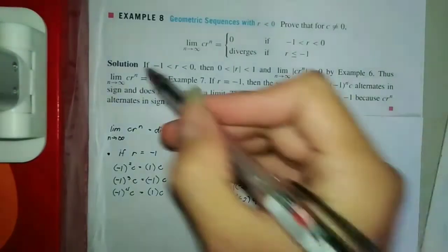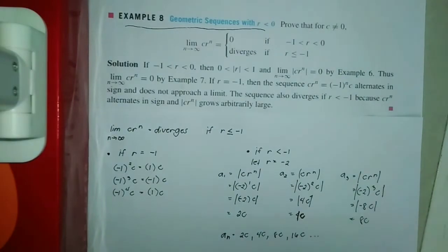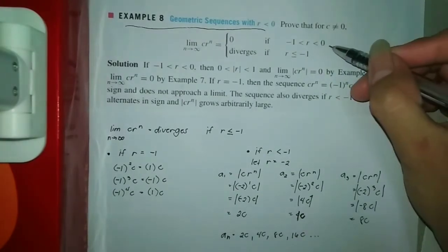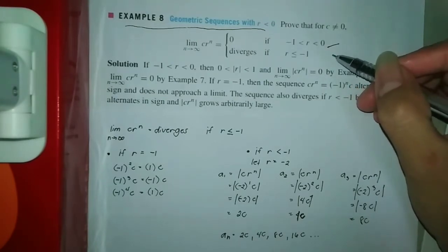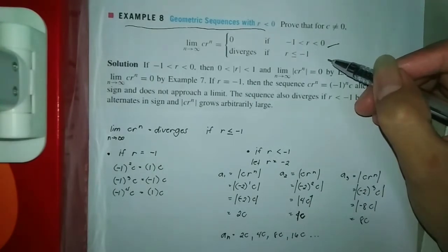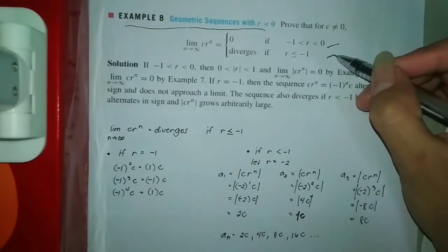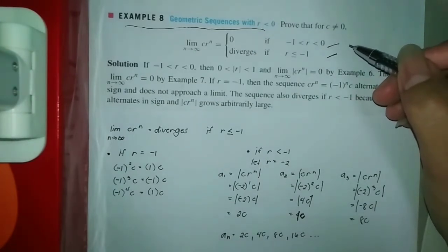Example number 8. Geometric sequences with r less than 0. Prove that, for c not equal to 0, the limit of c r raised to n as n approaches infinity is equal to 0 if r is greater than -1 but less than 0, and the limit of c r raised to n as n approaches infinity diverges if r is less than or equal to -1.